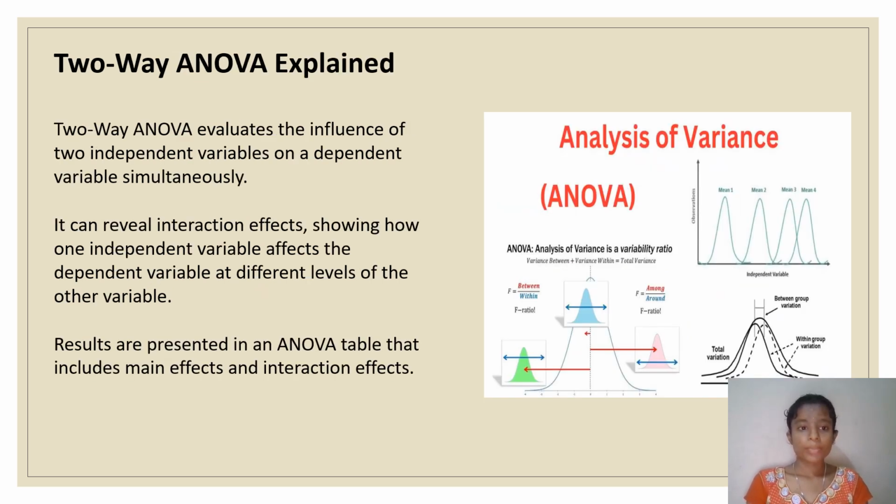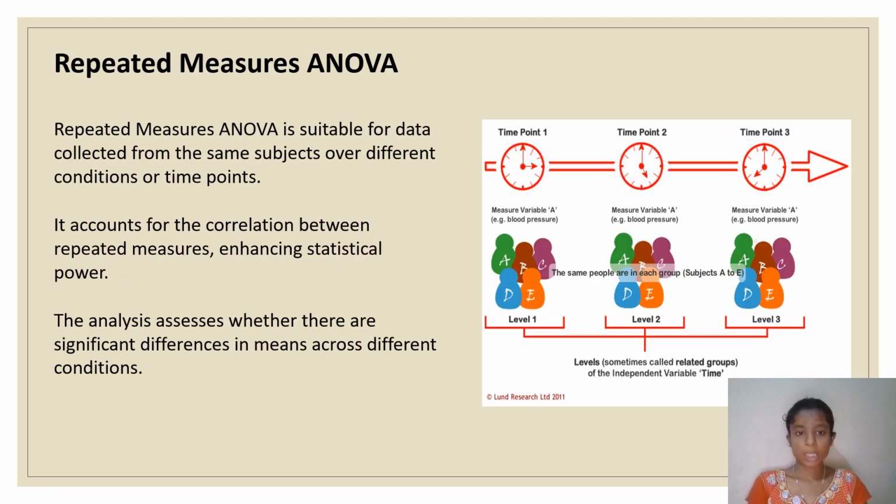Two-way ANOVA. Two-way ANOVA evaluates the influence of two independent variables on a dependent variable simultaneously. It can reveal interaction effects, showing how one independent variable affects the dependent variable at different levels of the other variable. Results are represented in an ANOVA table that includes main effects and interaction effects.